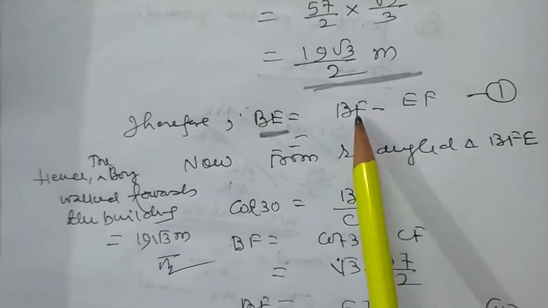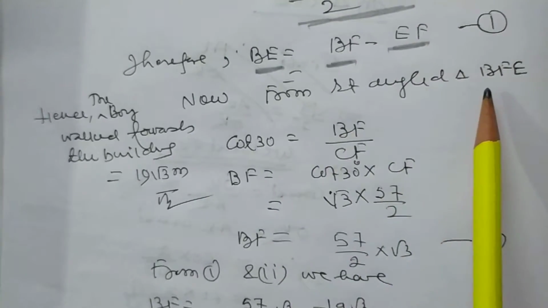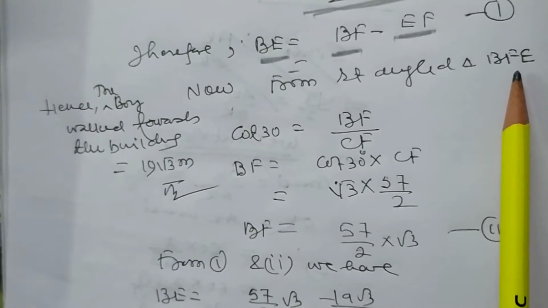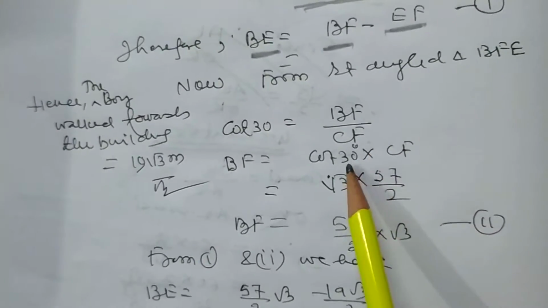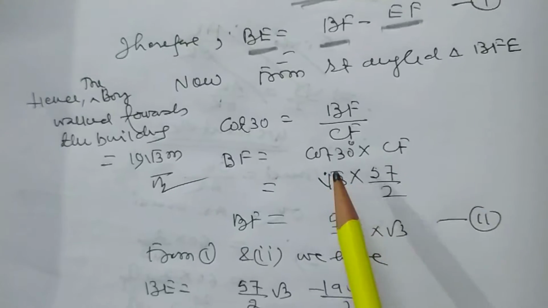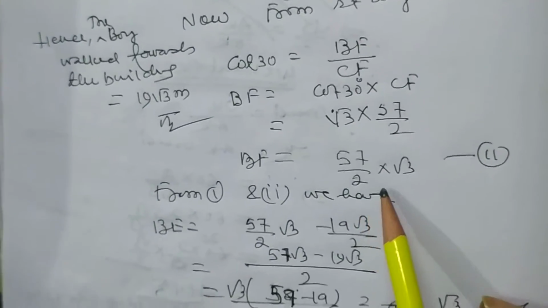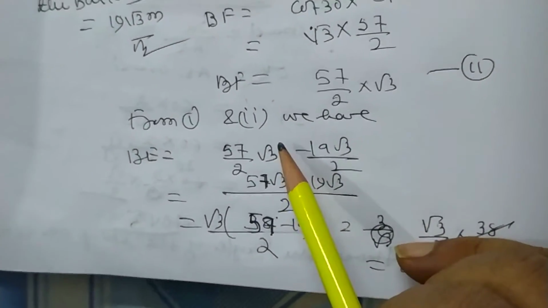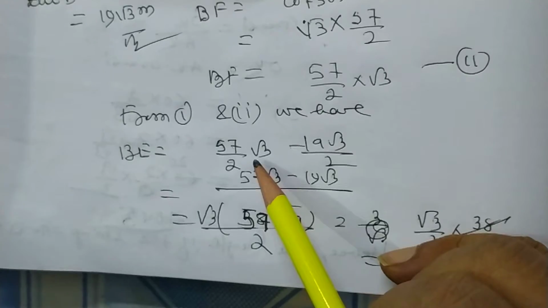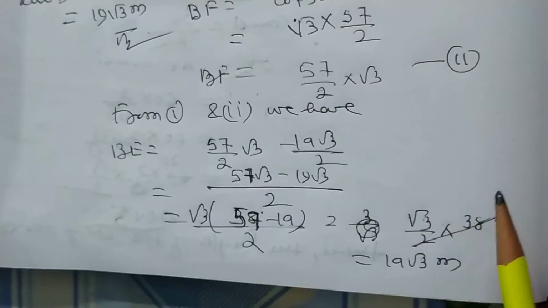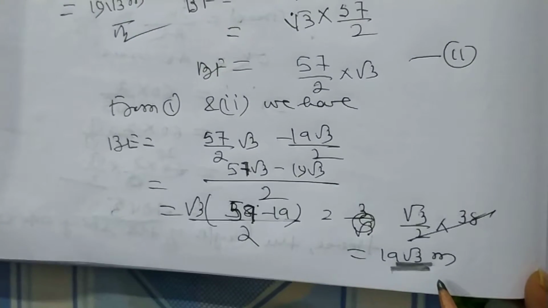Therefore BE is equal to BF minus EF. So from right angle triangle BFE, cot 30 degree is equal to BF by CF, and that is BF is equal to CF cot 30 degree, that is root 3 into 57 by 2. So BF is equal to 57 by 2 into root 3. So my dear students, from first and second we have BE is equal to BF minus EF. So after subtracting we will get the value of BE is equal to 19 into root 3 meter.